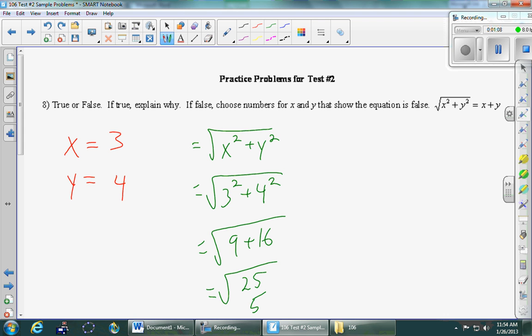Let's see what we get on the right-hand side. This one will be much quicker. So x plus y is the right-hand side. We're going to plug in 3 and 4. 3 plus 4 is 7, which is definitely not the same as the 5.